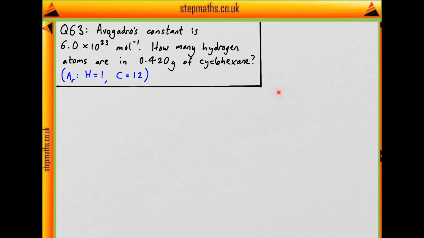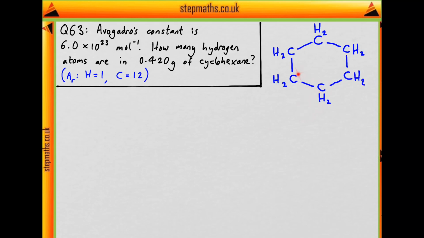So firstly, what is cyclohexane? It looks something like this, with a ring of 6 carbons completely saturated by hydrogens. So what's its molecular formula? We have 6 carbons and 12 hydrogens, so C6H12. Now we want how many hydrogen atoms there are in a particular mass of C6H12.